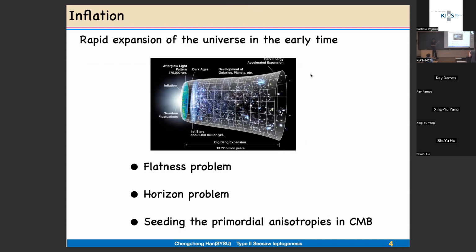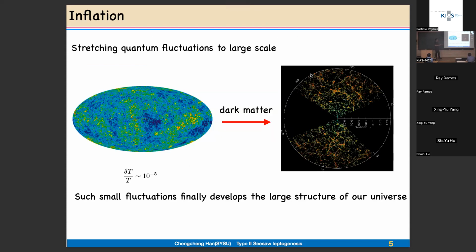Okay, let me give a brief introduction to inflation. Inflation is the early stage of the universe. In a very short time, the universe expands very fast, and it can solve some problems. But to me, the most important thing is that inflation stretches quantum fluctuations to a very large scale. Then in the CMB, we can observe temperature fluctuations, and if we have dark matter, all the fluctuations will become the large scale structure of the universe. That's why we can live here.